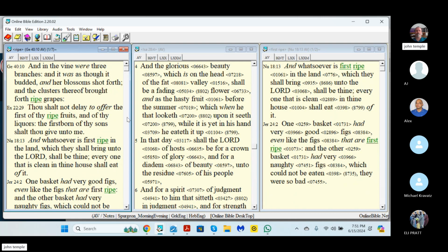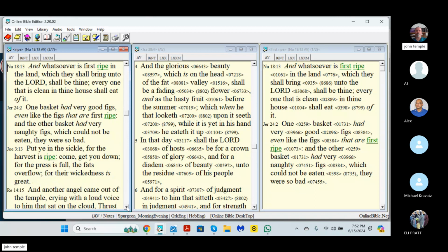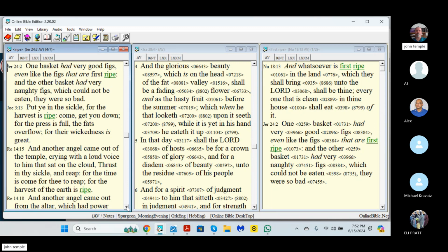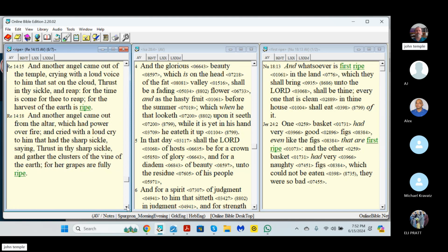Ripe grapes, ripe fruits, thy liquors, the firstborn of thy sons, thou shalt give unto me. This is where they interpreted it that they were supposed to sacrifice their sons, which he didn't say to do anyway. And whatsoever is first ripe in the land, which they shall bring unto the Lord, shall be thine. Everyone that is clean in thine house shall eat of it. And the one basket had the good figs. We saw that. Joel 3:13 we saw.